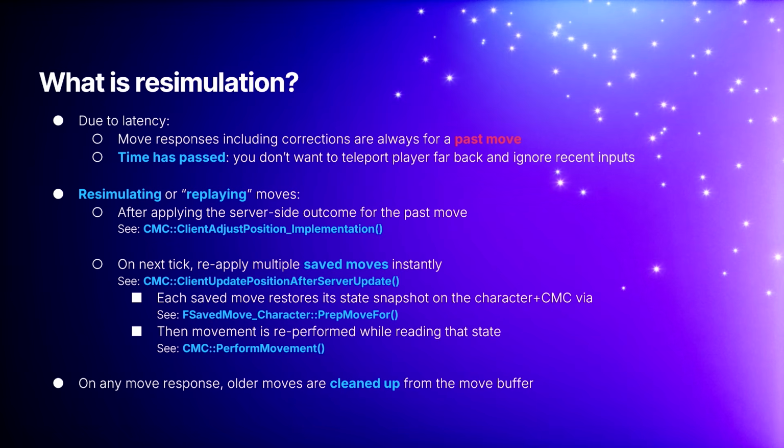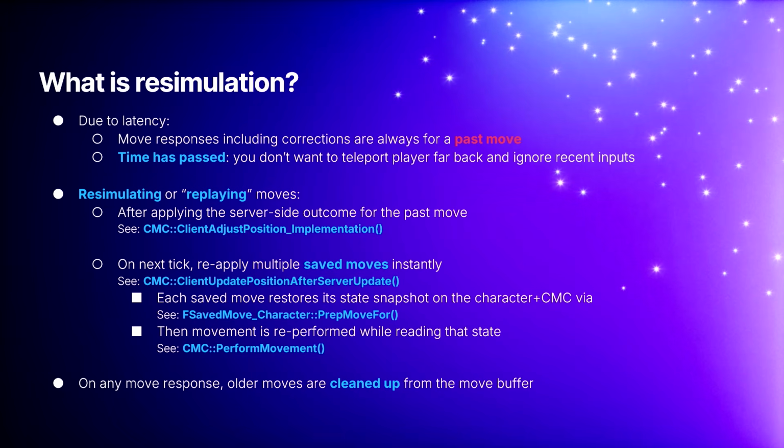Adopting the server outcome happens in client adjust position, and then the next tick in client update position after server update, every saved move with a more recent timestamp will be resimulated. What will happen is that each saved move will restore some variables onto the character or onto the character movement component, and then perform movement is called again.